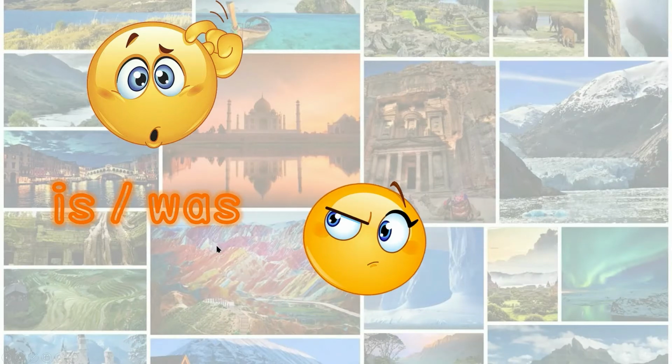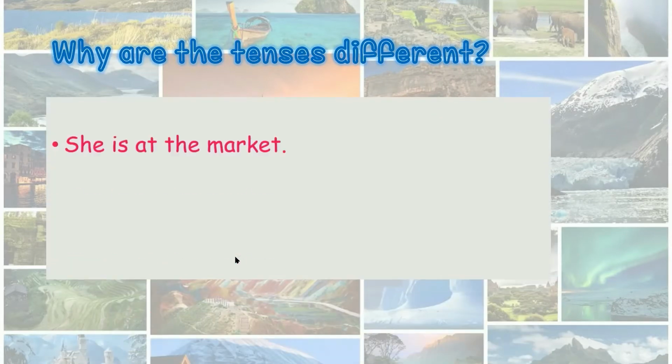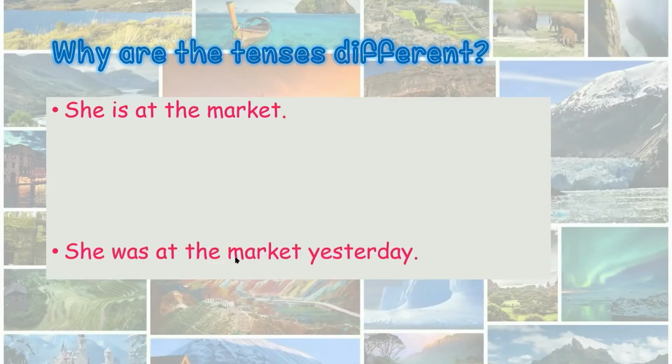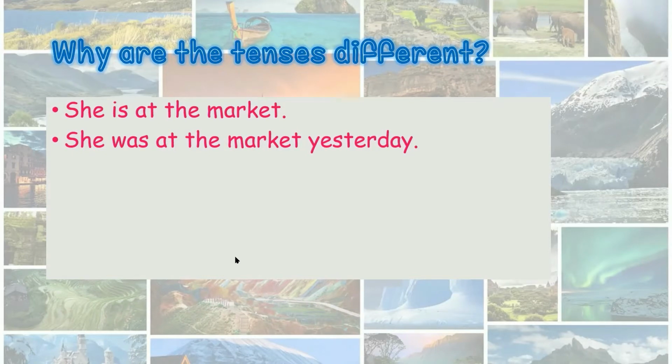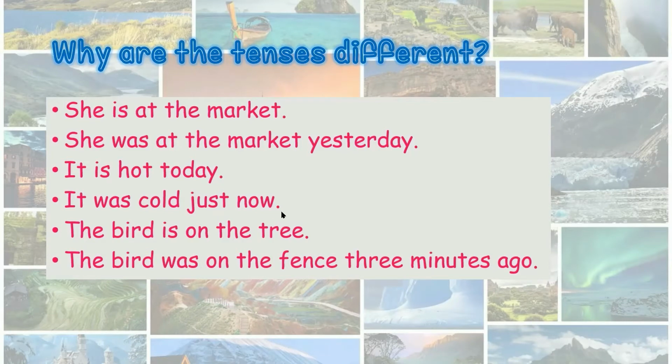Have you seen these words before? I am sure you have, and I am sure you have used them before. Can you tell why the tenses are different? Let's look at the sentences. She is at the market. She was at the market yesterday. It is hot today. It was cold just now. The bird is on the tree. The bird was on the fence 3 minutes ago.